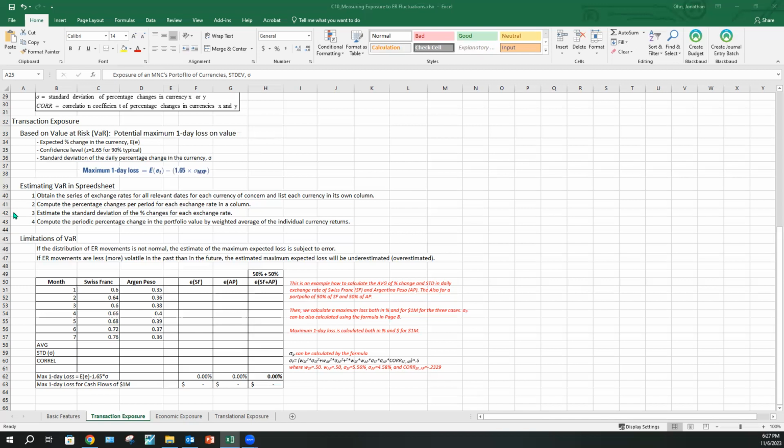All right, so one, obtain the series of exchange rates for all relevant dates for each currency of concern and list each currency in its own column. Two, compute the percentage changes per period for each exchange rate in a column. Three, estimate the standard deviation of the percent changes for the exchange rate. And four, compute the periodic percentage change in portfolio value by the weighted average of the individual currency returns.